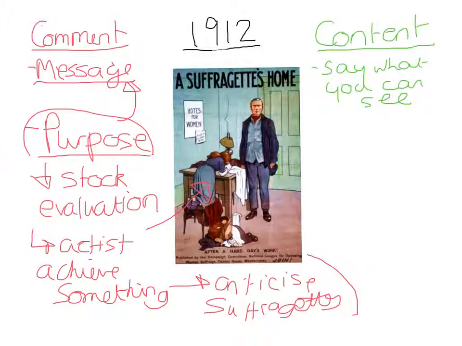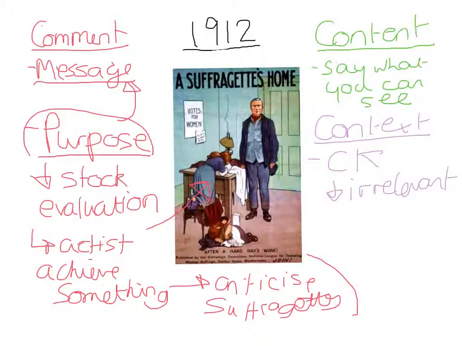So the last bit is context. This is where you show off all your CK, but please remember that it has to be relevant. Not irrelevant, but relevant. The examiner will look for relevant CK, so you know that this source was published in 1912. Therefore, you cannot talk about the Cat and Mouse Act because that would make it irrelevant CK and the examiner wouldn't be able to credit you for it.